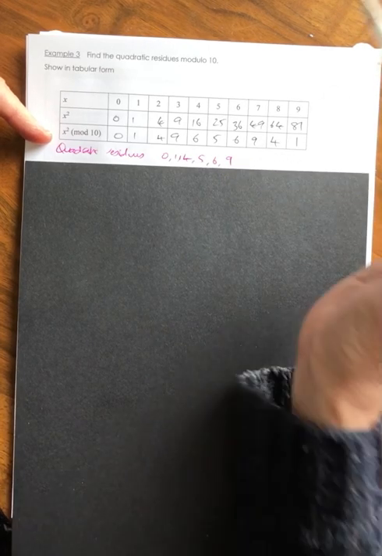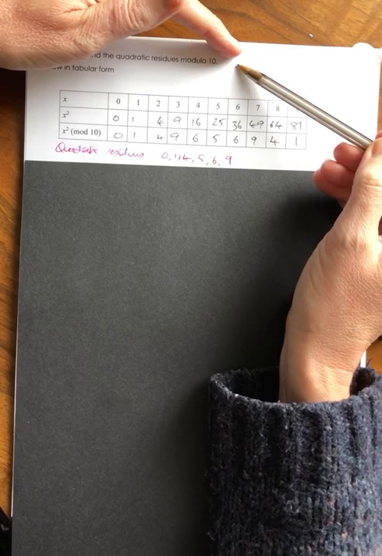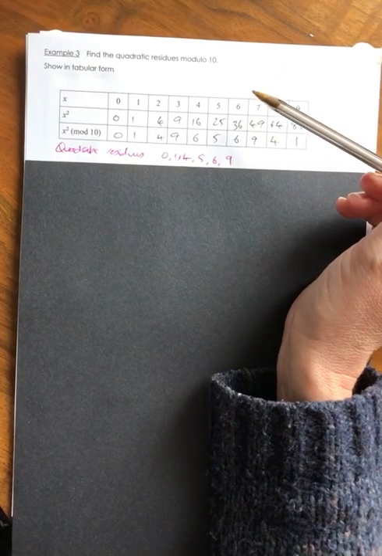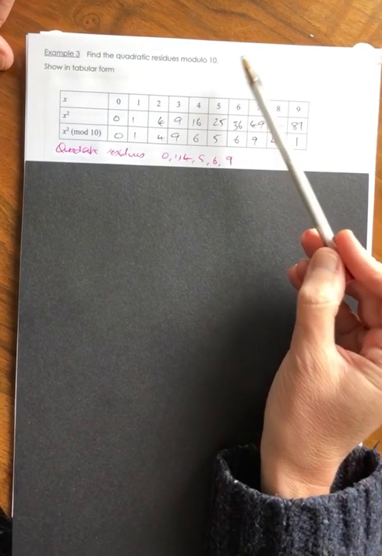If you wanted to use the algebraic route that we just did in the previous example, we'd have to do 10k, 10k plus 1, 10k plus 2, all the way up to 10k plus 9. So you'd need 10 bits of algebra, which you just aren't required to do. And they would never ask you to do it in that form for mod 10.